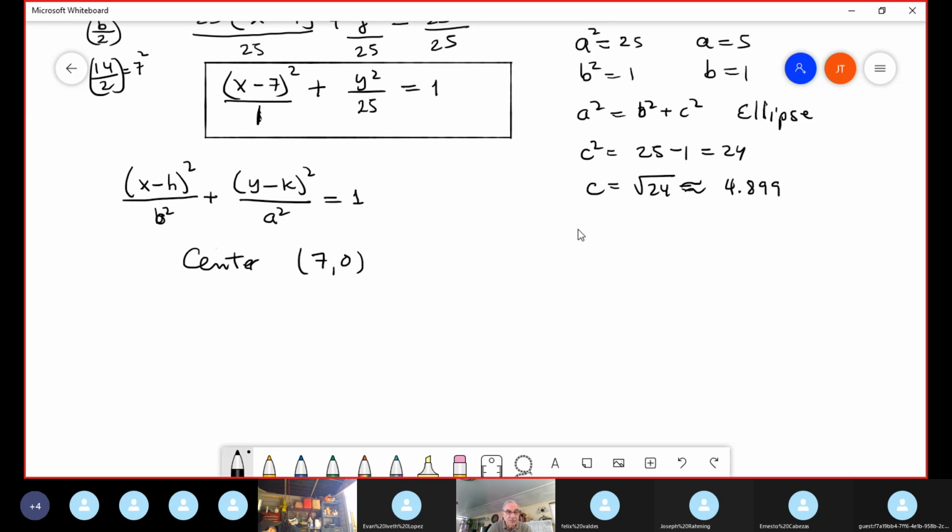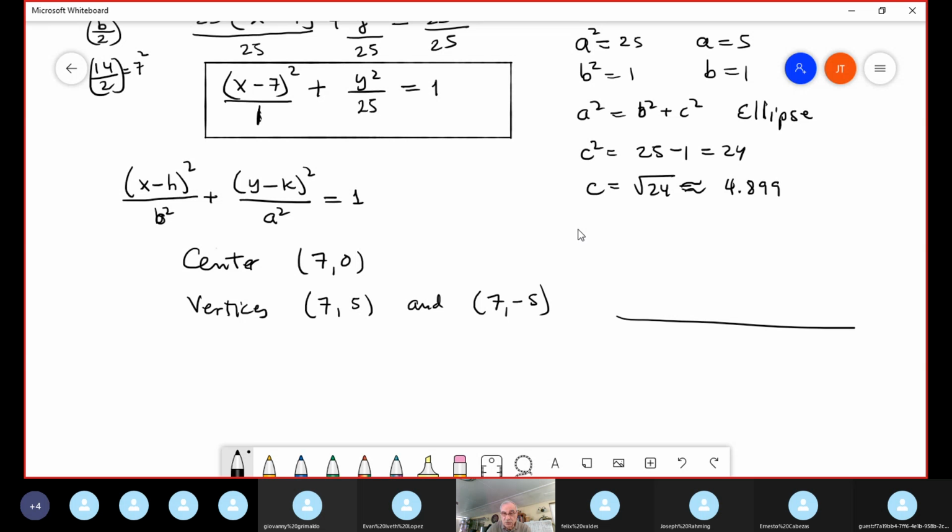And the vertex, remember, is always located on the major axis, and the distance is a. And a in our problem is 5. But it is vertical, so 7, something, and 7, negative something. Let me roughly sketch it so we can see it this way.